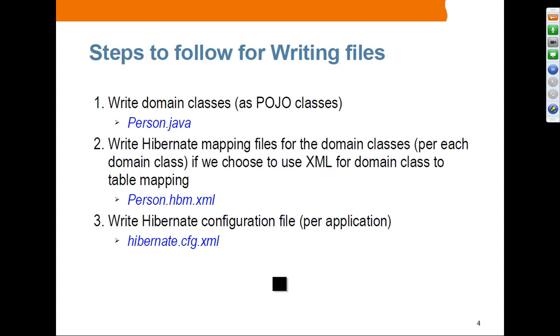So we are going to write a person domain class, and this is a POJO class. And then we are going to create a Hibernate mapping file for the domain class. It's supposed to be done for each domain class. Since we have a single domain class, person, the only file that we have to write is the person.hbm.xml file. This is the file in which you are going to map your domain class to a table. So what is the name of the table, and what is the name of the columns, and things like that.